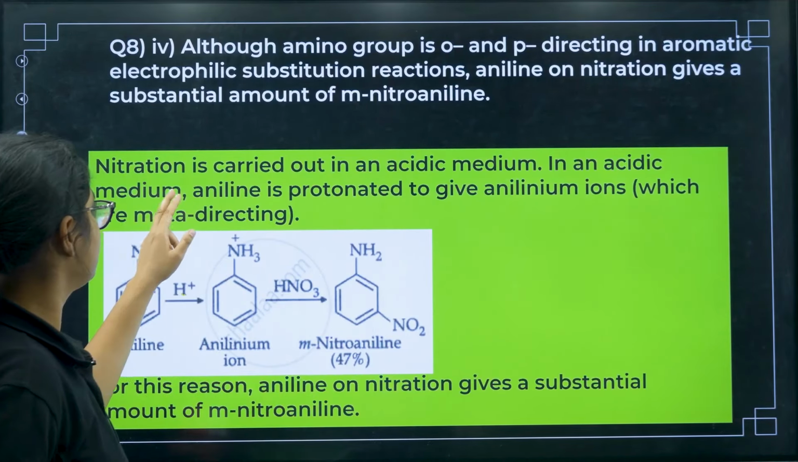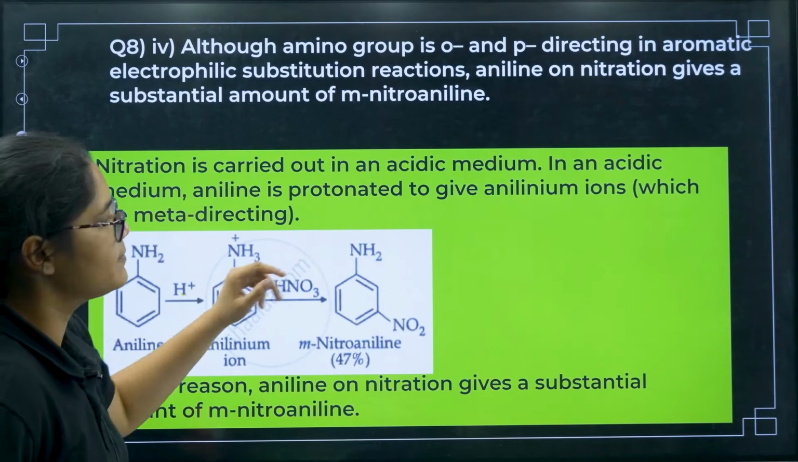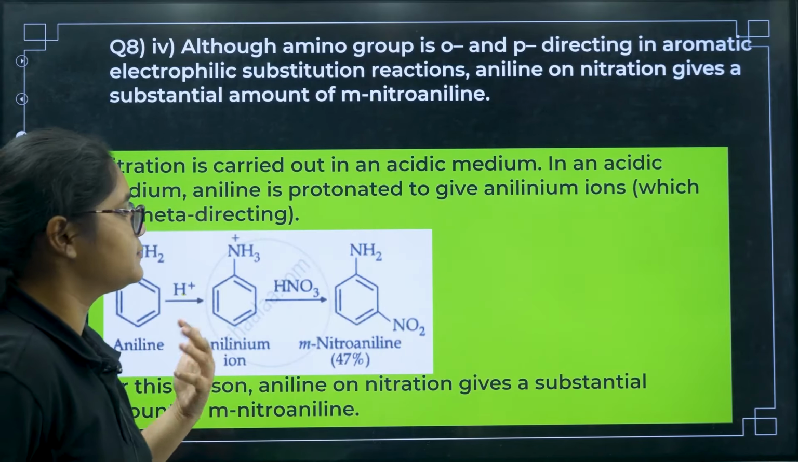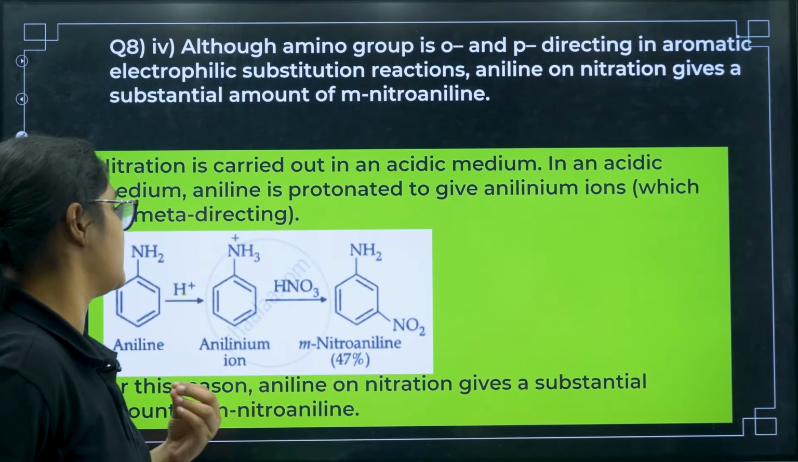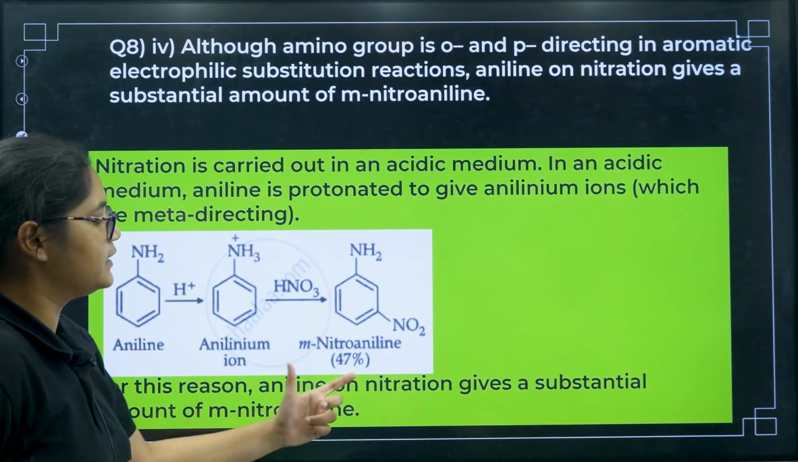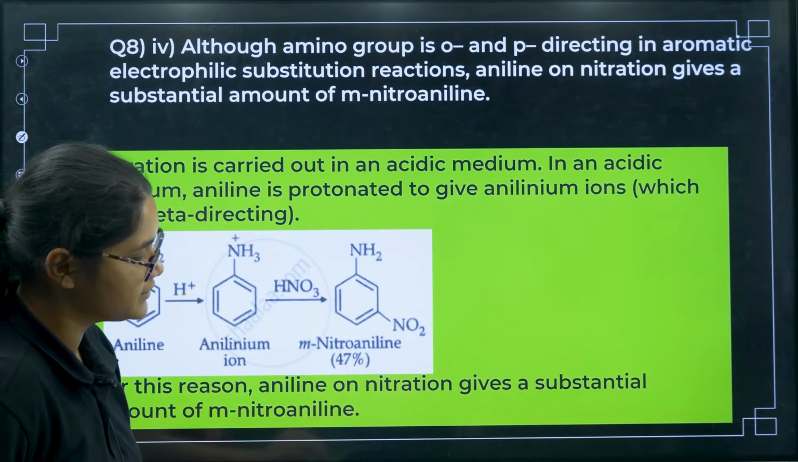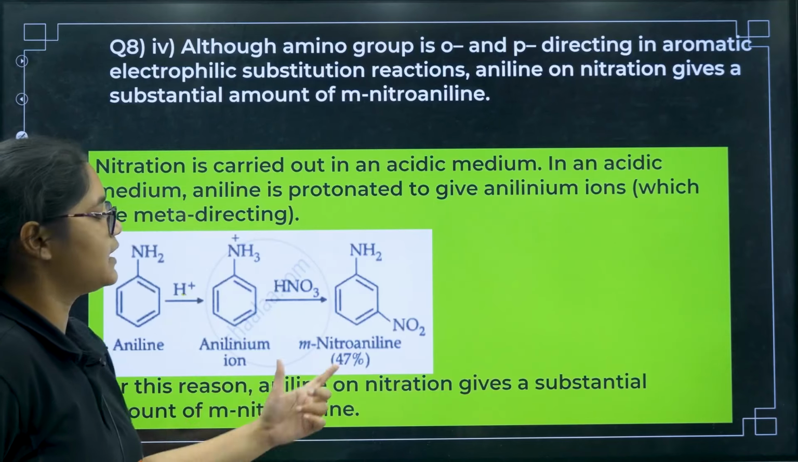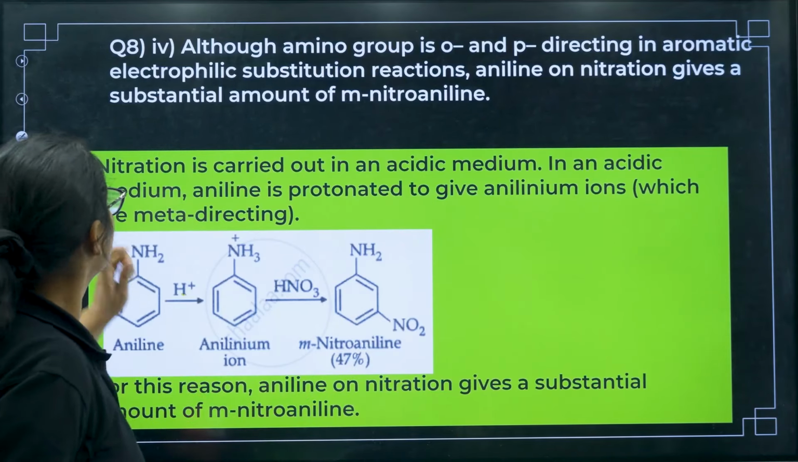So you can see nitration is carried out in an acidic medium. In an acidic medium, aniline is protonated to give you the anilinium ion, which is meta directing. For this reason, aniline on nitration gives a substantial amount of meta-nitroaniline, okay.